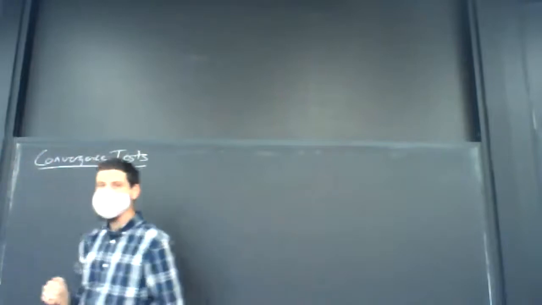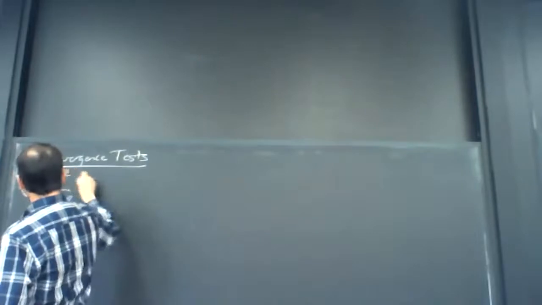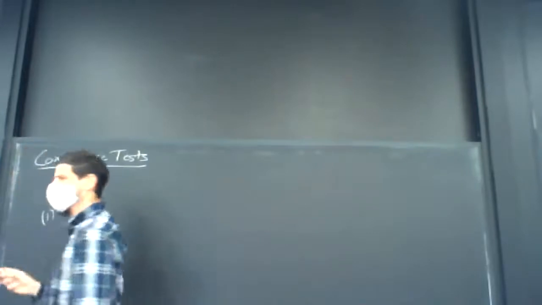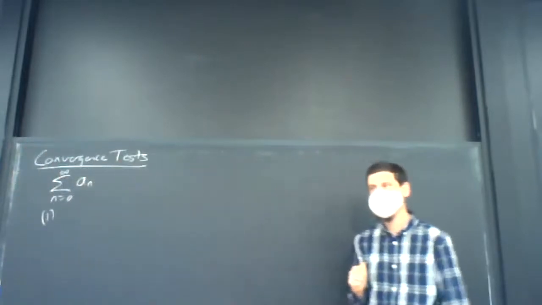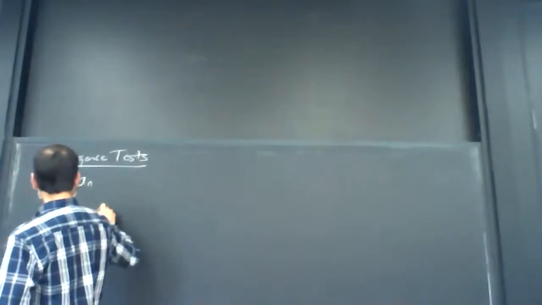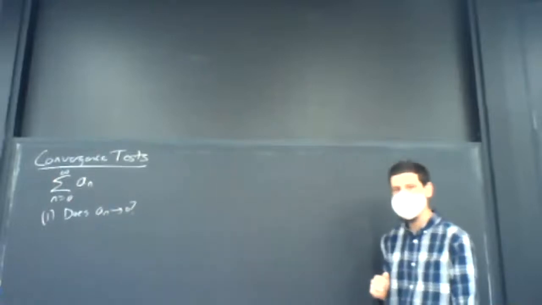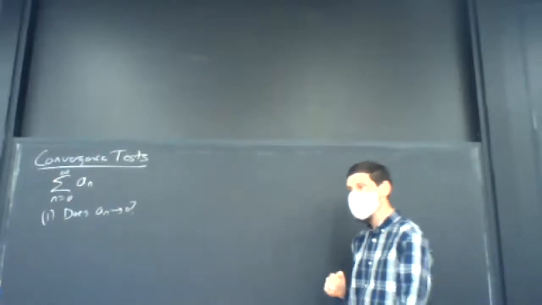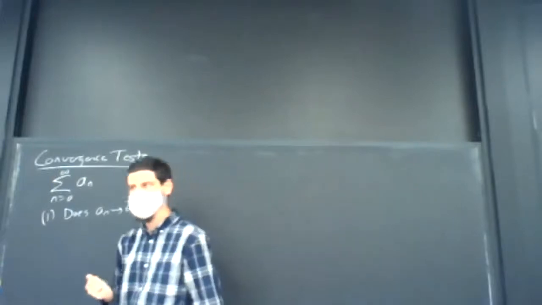So, convergence. When you are trying to determine if the sum converges, what is the first thing you should check? Good, does a_n go to 0? It is necessary for a_n to go to 0 for the sum to converge, but it's not sufficient. We've seen the harmonic series before.